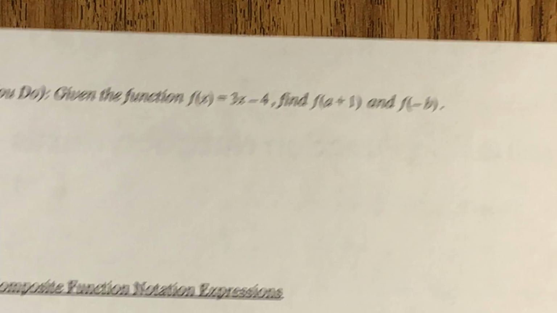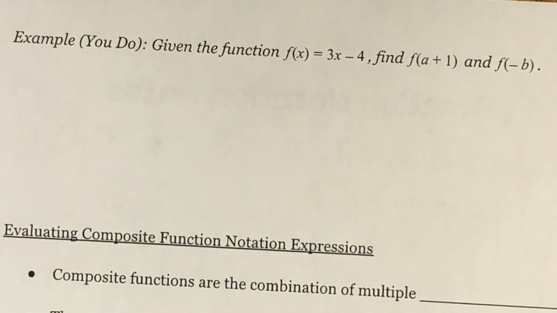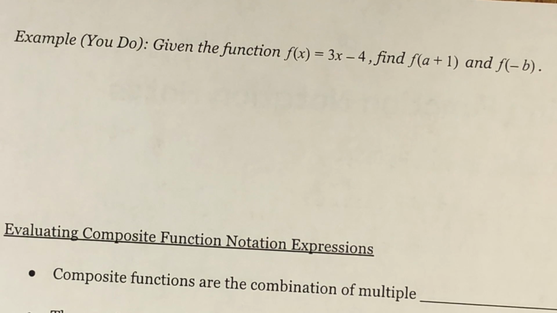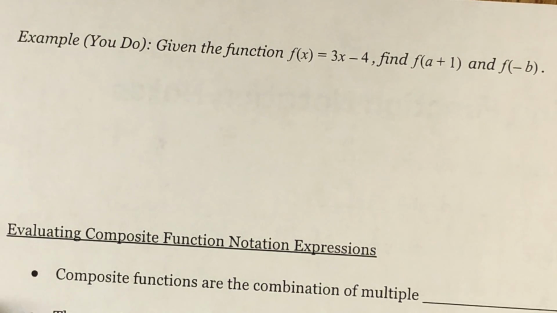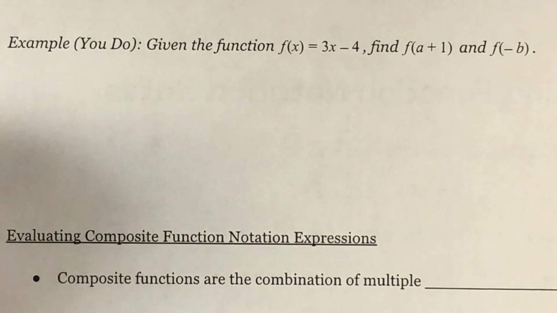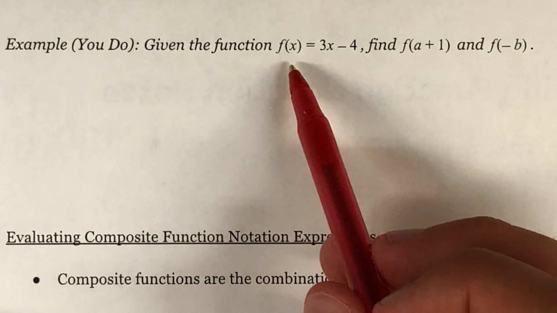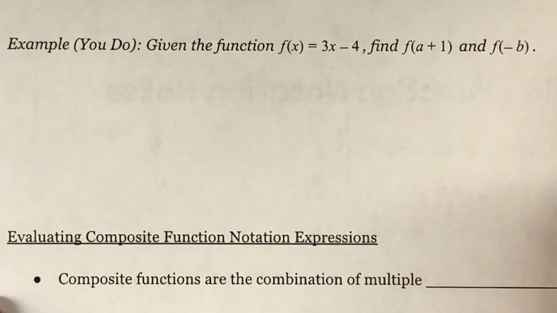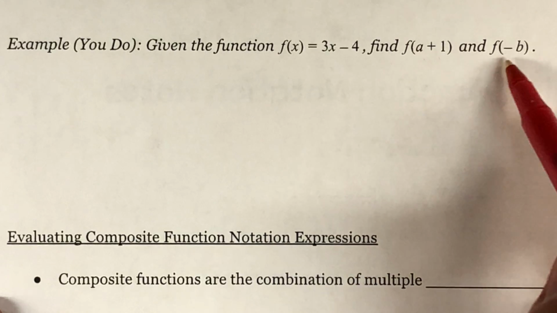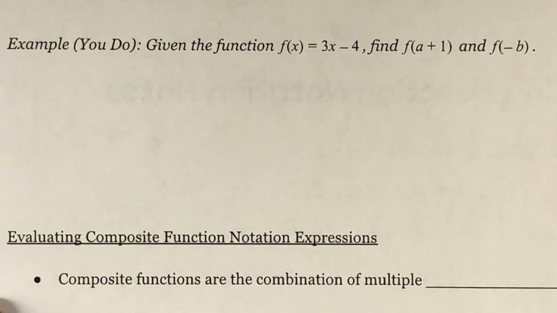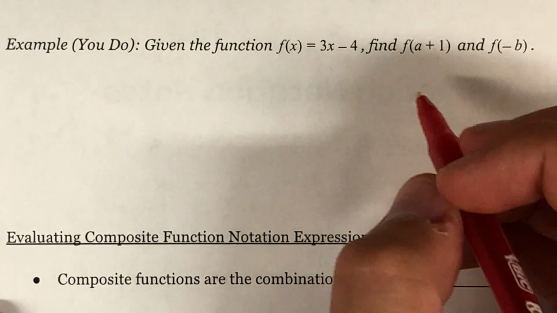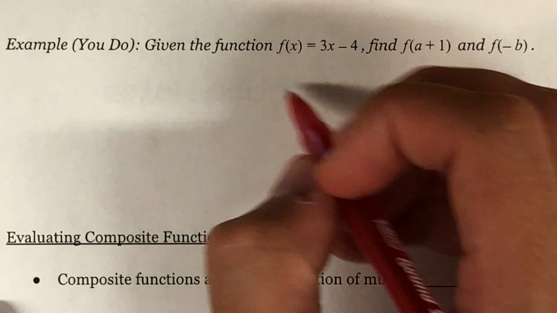Okay. So why don't you try now a couple of problems where you are using expressions. So take a look at this problem. We have, given the function f of x equals 3x minus 4, find f of a plus 1 and f of negative b. So pause the video and try it on your own. All right, we're back. I'm going to go through these, so if you're not done, pause the video again.